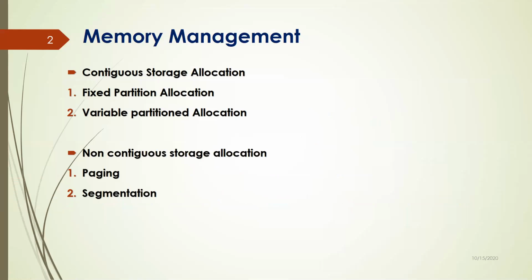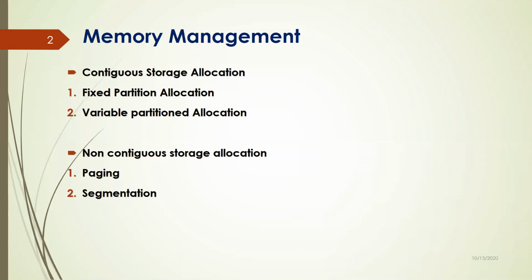In contiguous storage allocation, there are two parts: fixed partition allocation and variable partition allocation. And in non-contiguous, segmentation and paging. So these are the things I was talking about: paging and segmentation, and fixed partition and variable partition. Generally, the memory will be allocated by the operating system for a program or for a file. So how will it be allocated?